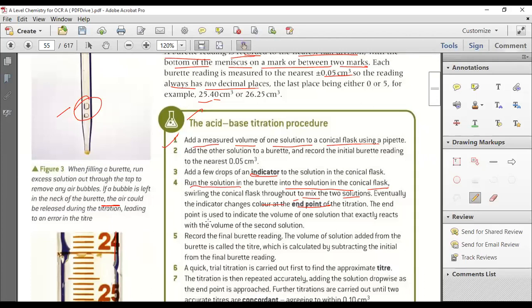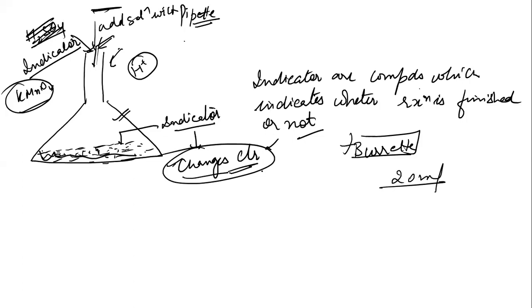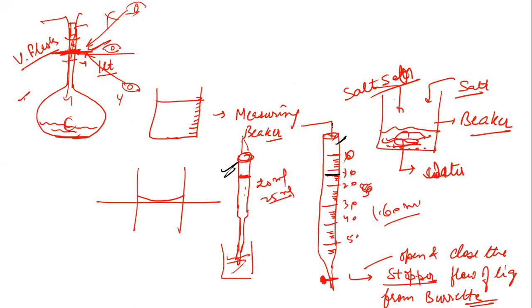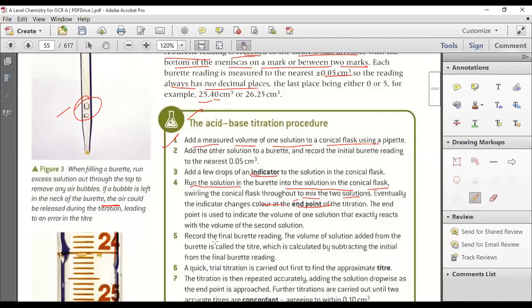The end point is used to indicate the volume of one solution that exactly reacts with the volume of the other solution. At that end point, some amount of the solution which is present in the burette is used. Yes or no? Some amount will be used. It means we now have a known one. Clear? Is my voice clear?